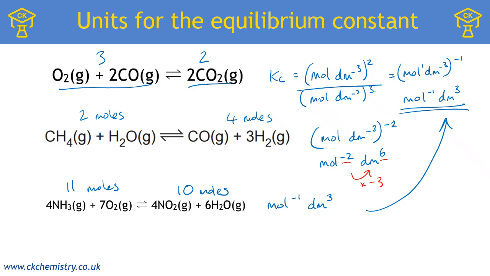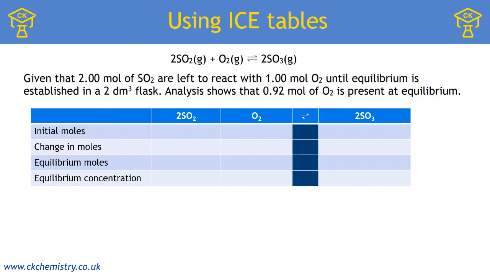Okay, now we're going to look at calculating Kc using what we call ICE tables. So here's an example. It's a nice easy one to start with. We have been given a balanced equation at the top. We're going to need that, of course, for the Kc, but we're also going to need it for something else. 2 moles of SO2 left to react with 1 mole of O2. So in this particular one, that matches these numbers. There is no reason that it has to match those numbers. And then we have let them react. So that's the initial moles.